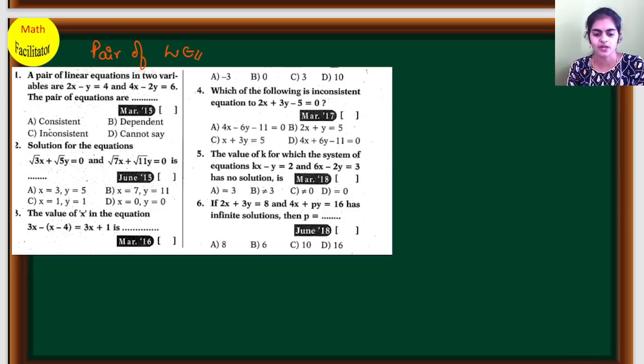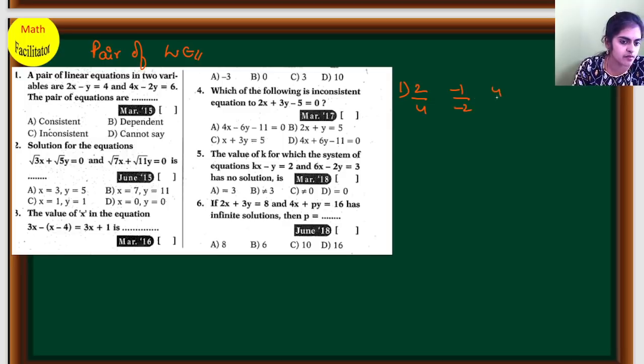So the very first question is here. A pair of linear equations in two variables is given to you. The equations are what? To find this, you will just take the coefficients a1 by a2, b1 by b2, c1 by c2. How much are you getting? This is 1 by 2. This is also 1 by 2. These two are equal, but this is 2 by 3. So this is not equal.